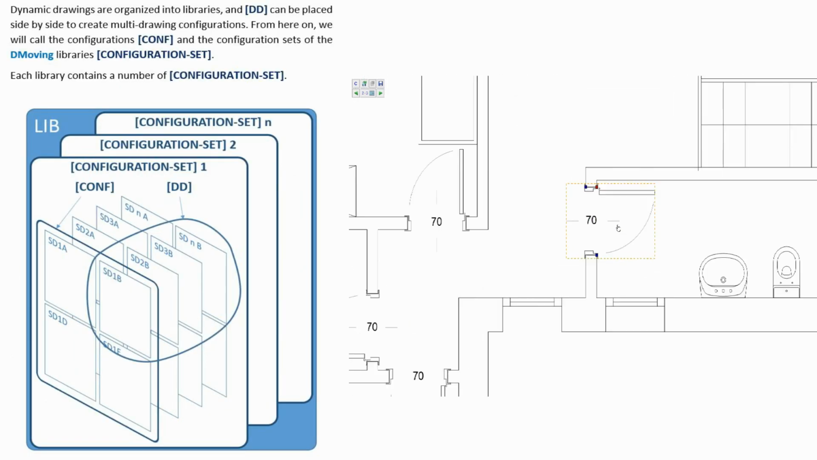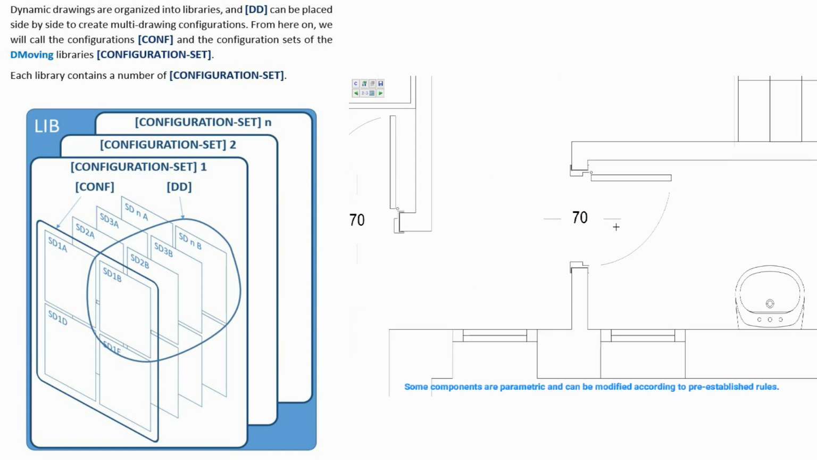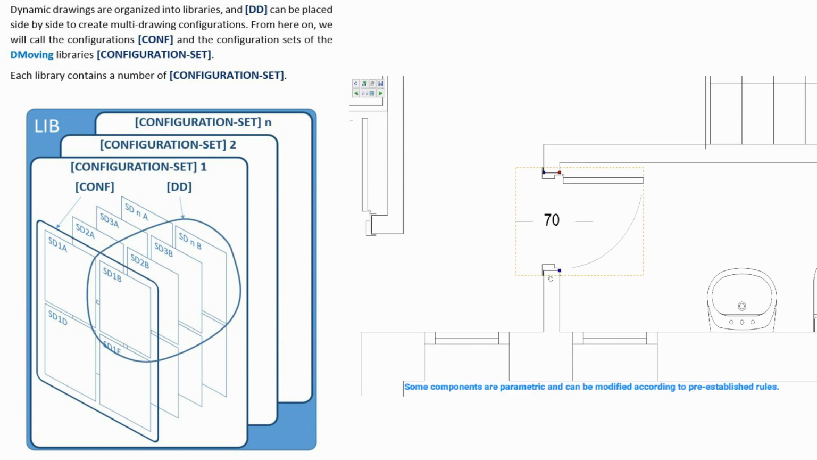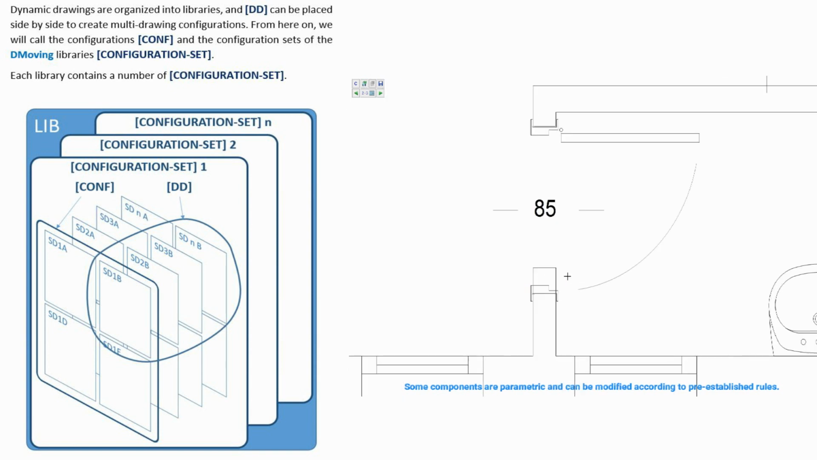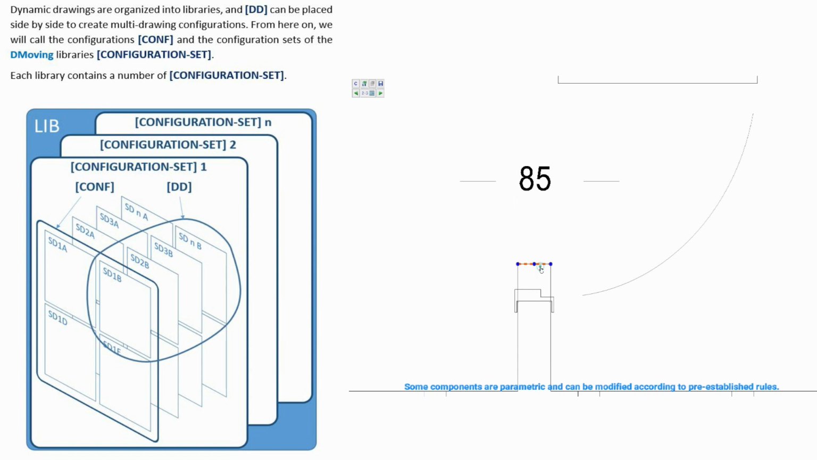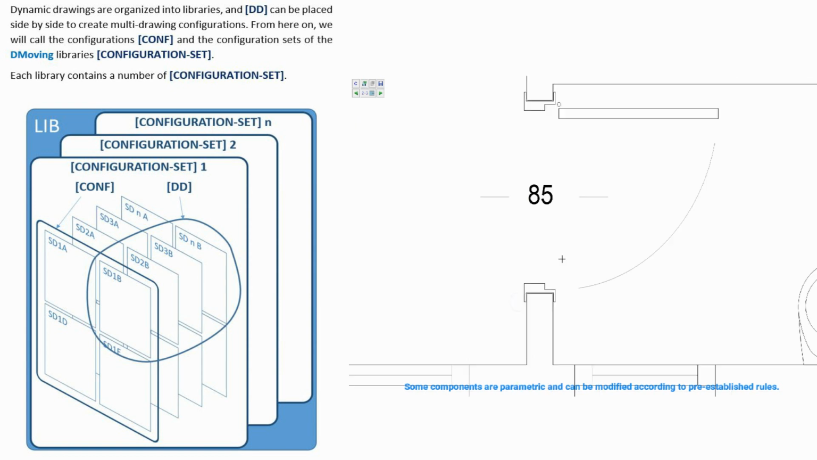Dynamic drawings are organized into libraries, and DD can be placed side by side to create multi-drawing configurations. From here on, we will call the configuration CONF and the configuration sets of the DMoving libraries configuration set. Each library contains a number of configuration sets.